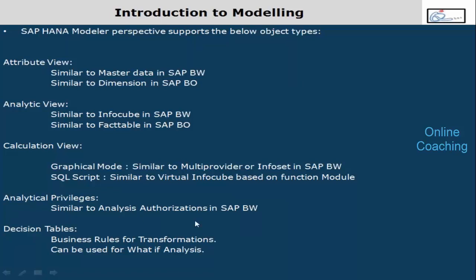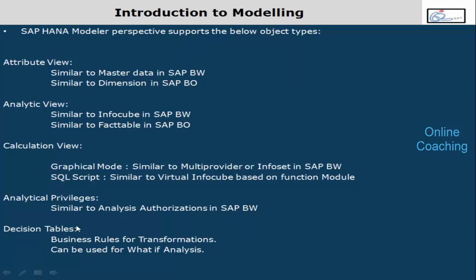Next, we'll deal with something called analytical privileges, which will help you deal with something similar to analysis authorizations in BW or row level security in BO. Say I've got a column called country. Depending on the user who logs in, I would like to allow him to see data only for a particular country. That is where we go with analytical privileges.